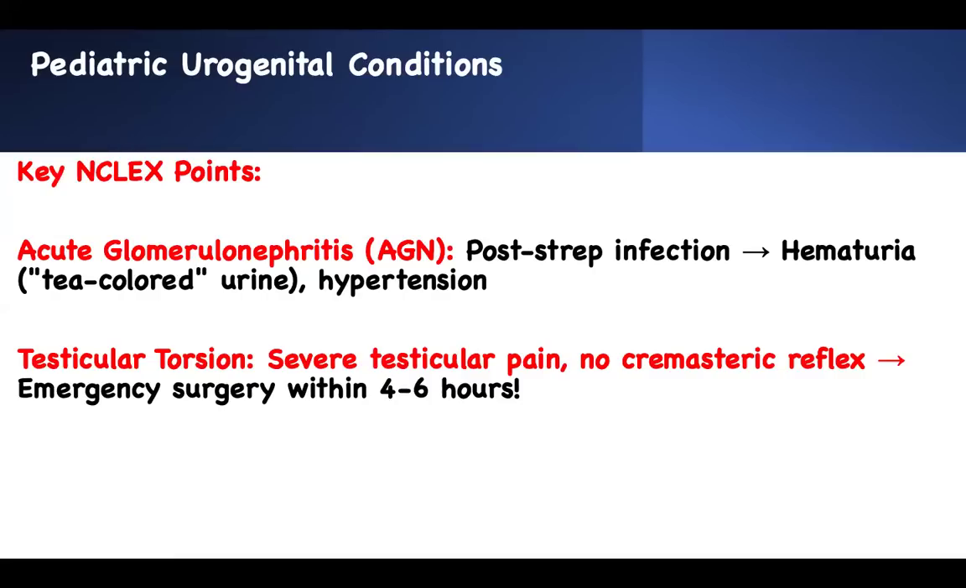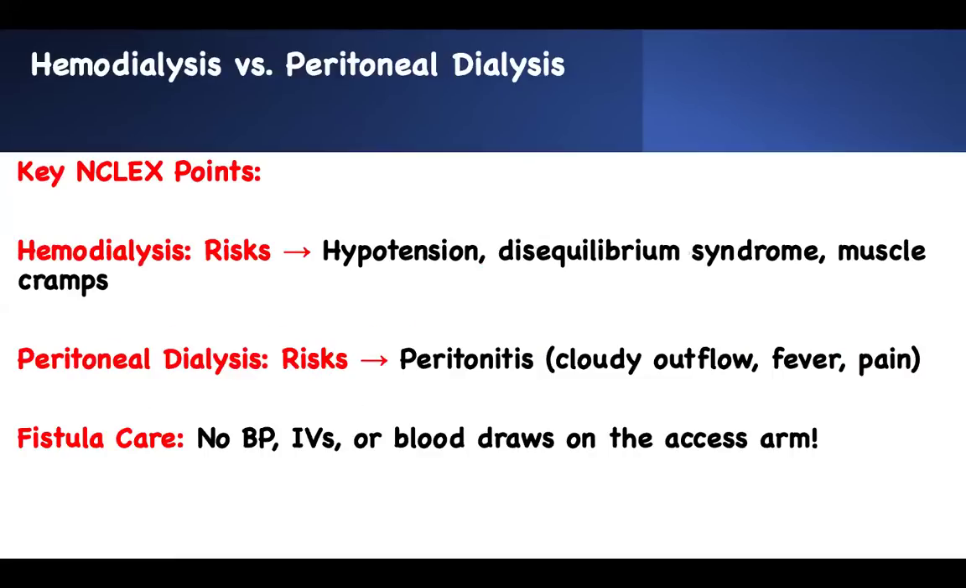Testicular torsion, twisting of the testicle, and it's very severe, painful, unilateral in a kid. It's a sudden movement. If you don't do anything, they will lose their testicle. Within 4 to 6 hours, they have to do surgery.